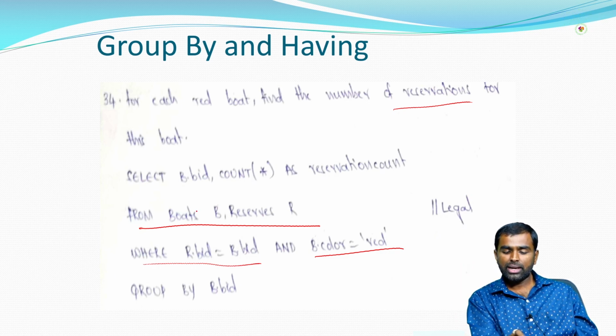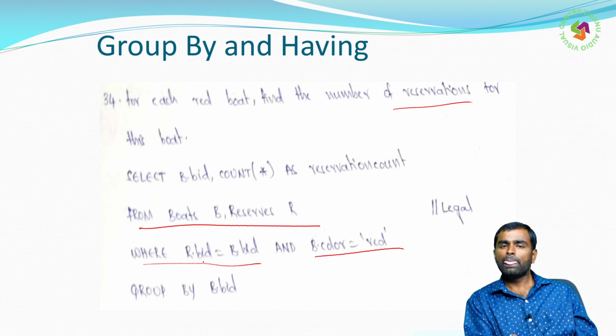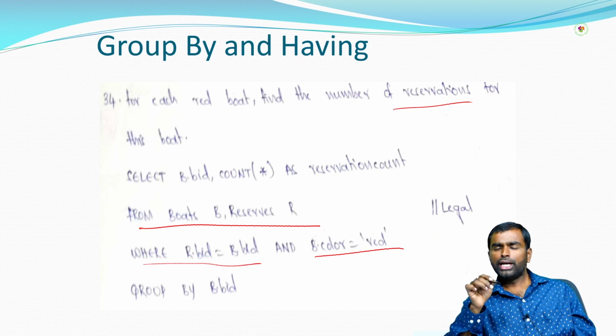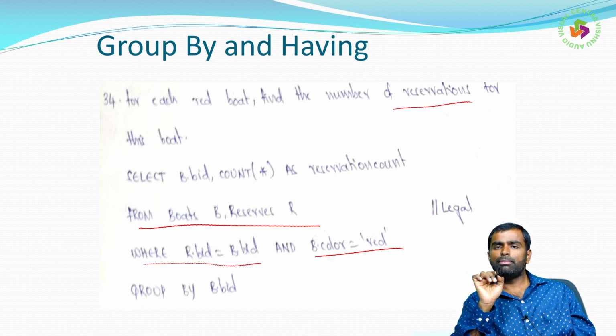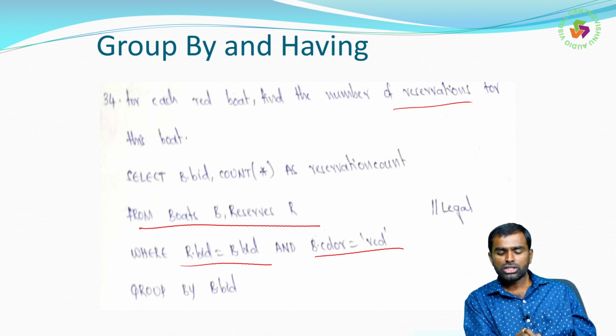So you are taking B.BID, count of star, from boats B, reserves R, where R.BID equal to B.BID. These two tables from which you need to get the data are combined using a common column only. So the common columns can be equalized in WHERE: R.BID equal to B.BID, and B.color equal to red.